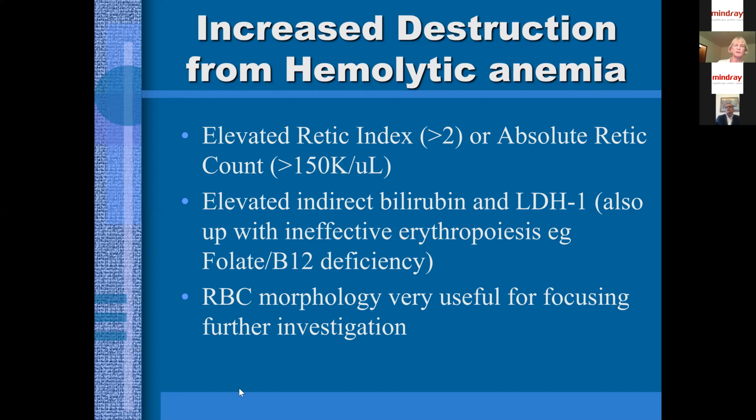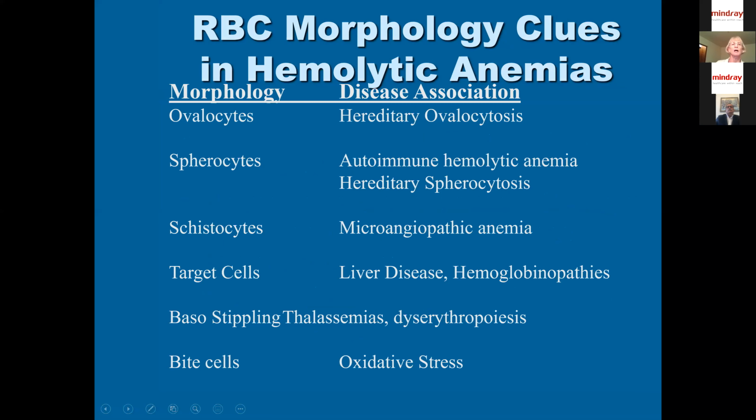But I wanted to now focus on how RBC morphology can be really useful in focusing further investigation of hemolytic anemias. Oops, why is it not advancing? There we go. So here are some important red cell morphology findings that you can see on blood smear that will help determine the further investigation of hemolytic anemias.